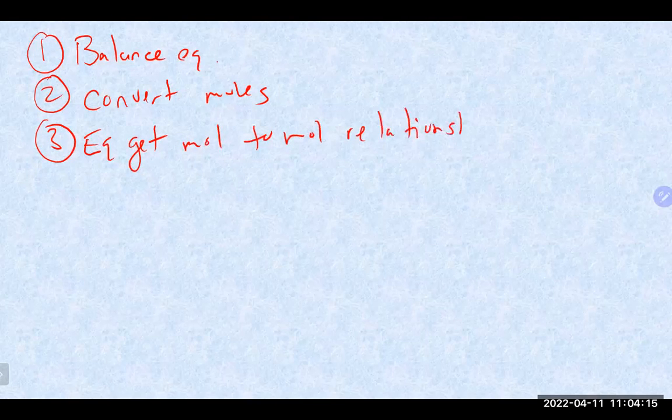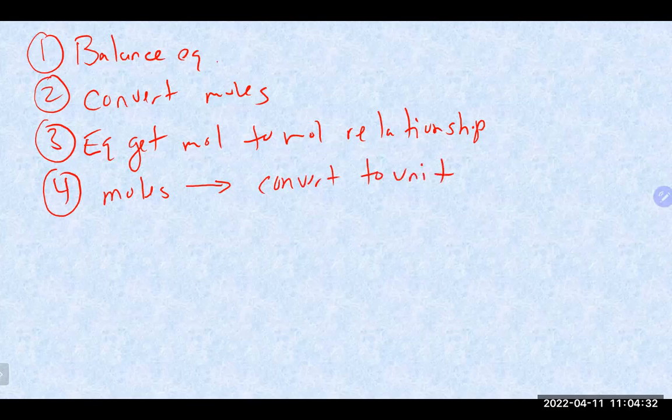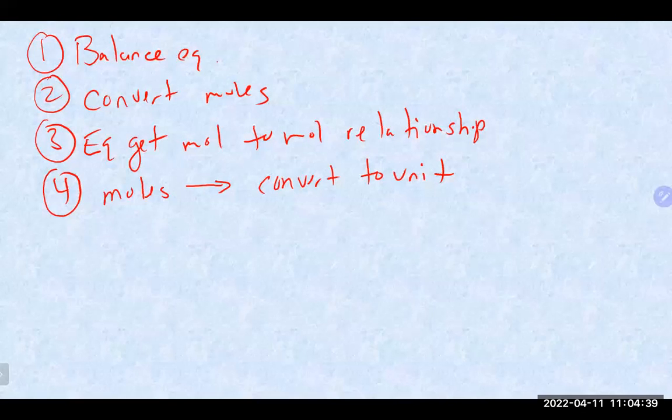As we talked about, one of the relationships is whatever they gave you. The other one is what you're looking to solve for. And lastly, you will always be in moles at this point. The last step is that a lot of times you do need to convert to some other unit. These are the 4 steps you should always follow when doing a basic stoichiometry problem, regardless of how the information is given to you.